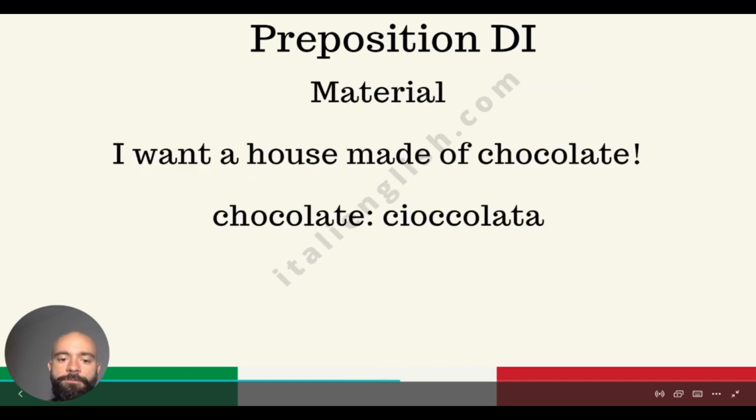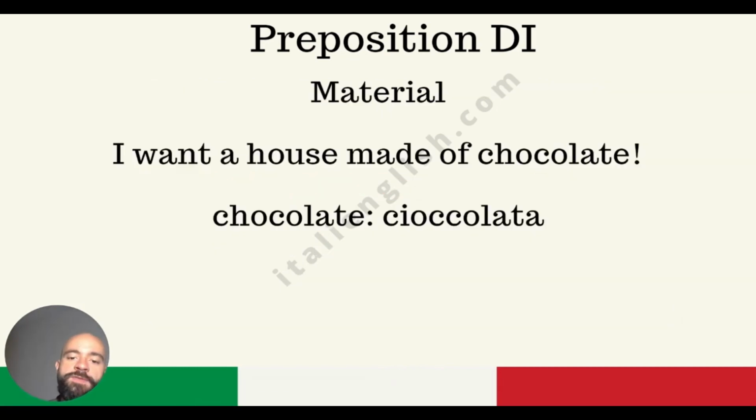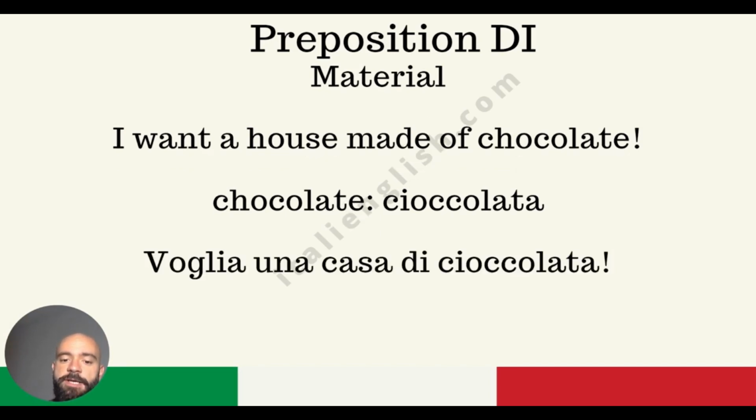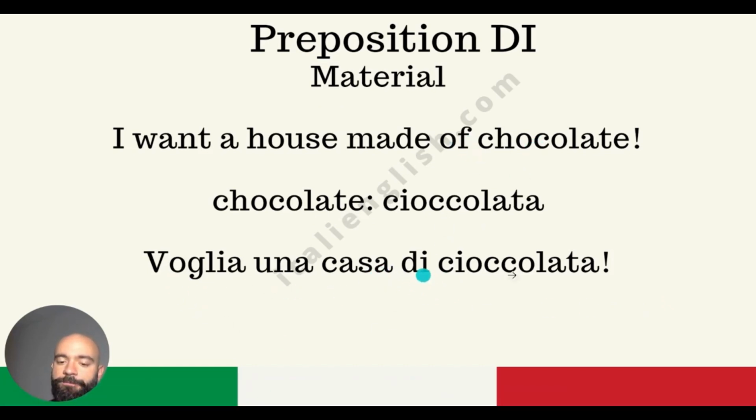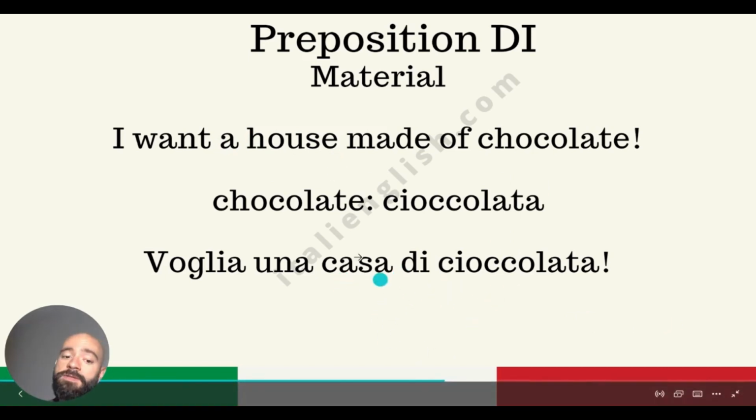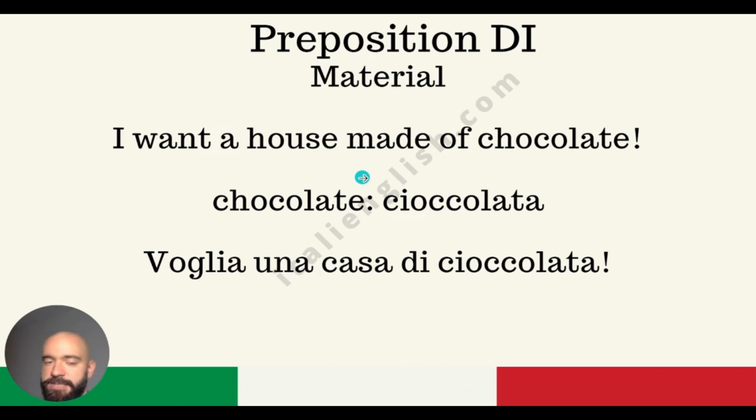Okay? So now, give me this one. I want a house made of chocolate, which is an insanely stupid example, but you get the idea. Chocolate is cioccolato. I'll give you some seconds, a minute, pause this video, and then let's check it out. The sentence is: voglio una casa di cioccolata, made of chocolate. If the sentence was I want a chocolate house, I don't know if that's even proper English, that would have been the same translation with the sequence of material plus noun, di cioccolata. Still correct.